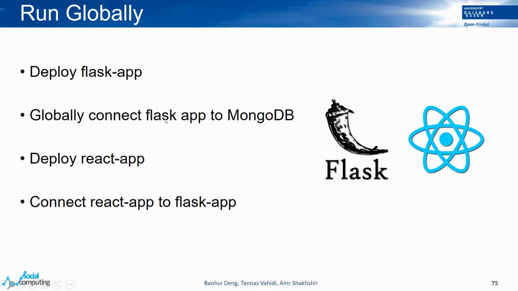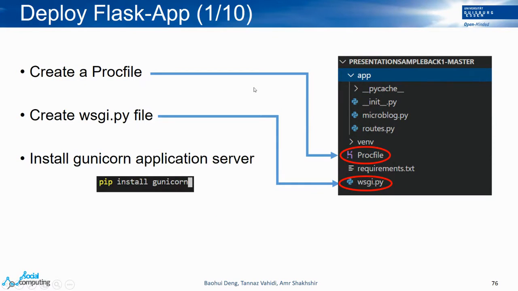In this video, we will start by deploying the Flask application. To deploy the Flask application, we need first to create a Procfile and a wsgi.py file. After that, we need to install gunicorn.